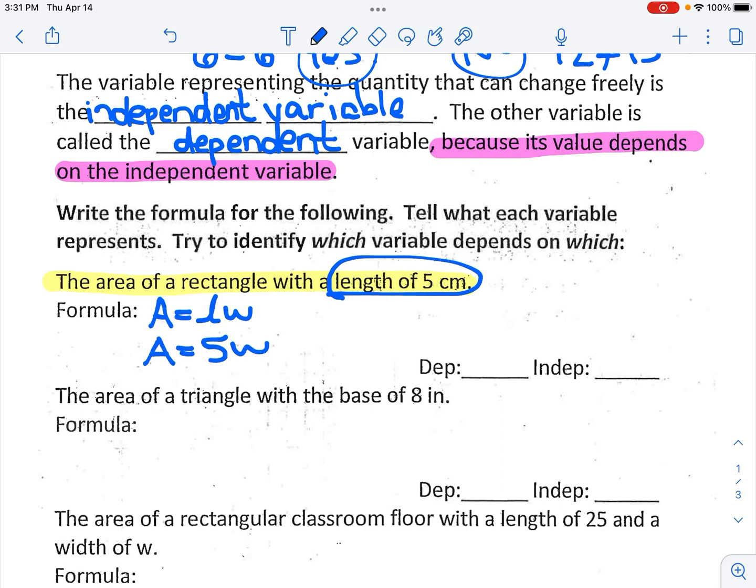Now the question is, does the area depend on what the width is? Or does the width depend on what the area is? In order to calculate the area, we would have to know the width. So the width is the independent variable, and the dependent is the area, because the area of the rectangle depends on what the width is.